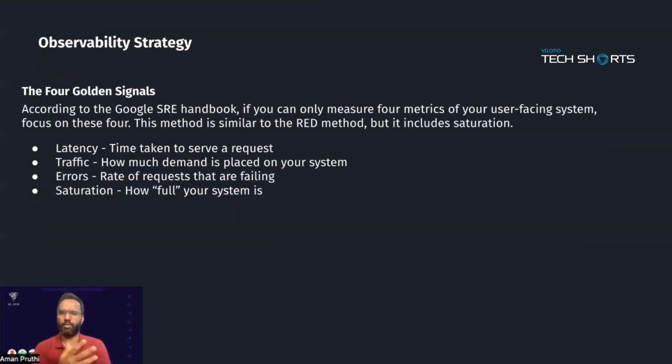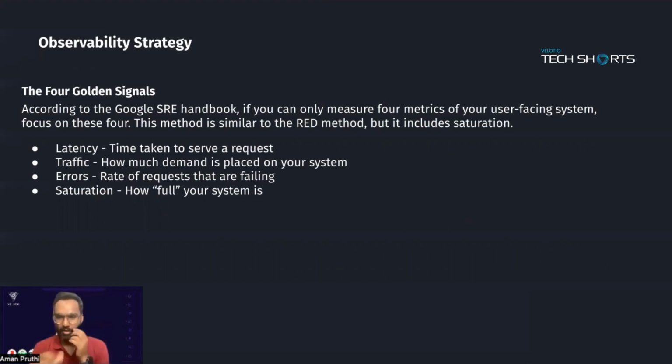Let's go further to the four golden signals. The four golden signals are similar to RED. This was prior to when RED was published, and it has been published in the Google SRE handbook. It talks about latency, which is similar to duration in RED. Traffic is similar to rate in RED. Errors is the same as errors in RED terminology. And saturation is the only thing that is added here, which tells you how full your system is, like how much of the memory that has been allocated to it is actually being used.